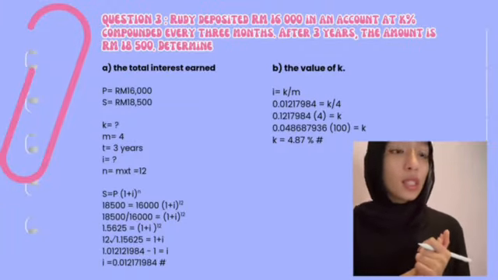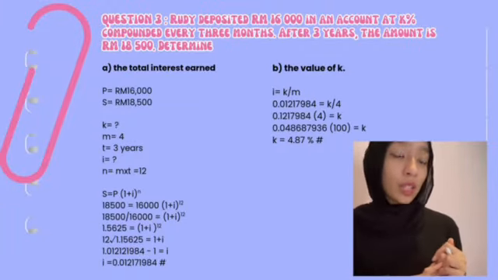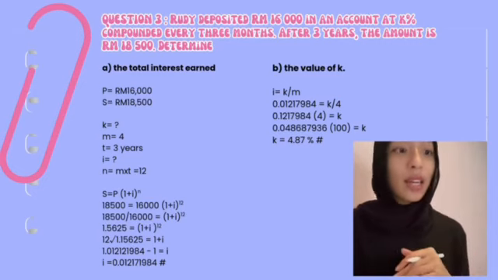Question 3. Rudy deposited 16,000 ringgit. After 3 years, the amount becomes 18,500 ringgit. The interest is compounded every 3 months. We must find the interest earned and the annual rate k%.